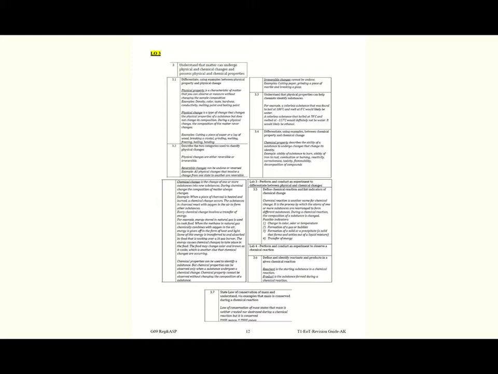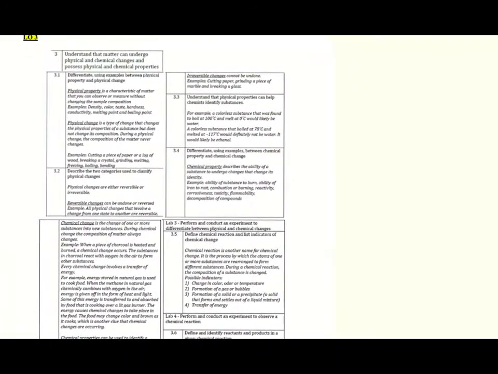Now let's move to learning objective 3. Learning objective 3 is describing the physical and chemical changes and chemical and physical properties.